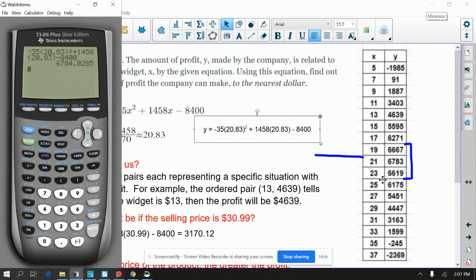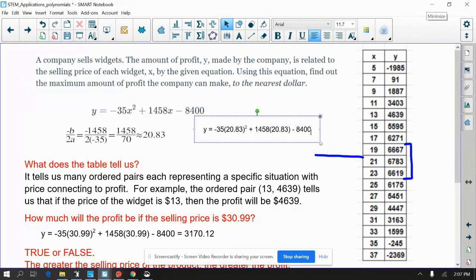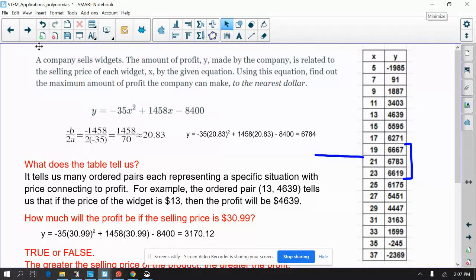$6,784.03. So you see, it was really close to 21, $6,783. But if we sell it for 20.83, we'd make $1 more. And $1 more is $1 more. Why not? So this was 67.84.